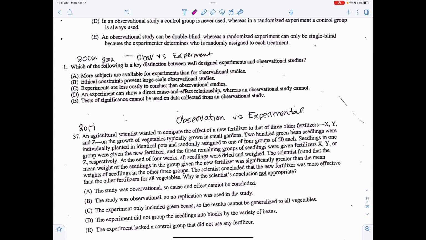So this one here: which of the following is a key distinction between a well-designed experiment and an observational study? And of course, we're looking for treatment. With treatment, what can I do is cause and effect. So when I have treatment and I do randomized treatment, I can do cause and effect. So remember, random assignment of treatment allows me to do cause and effect. With observational, I can just do a correlation or association. I can say this seems to associate with this, but I cannot do cause and effect.